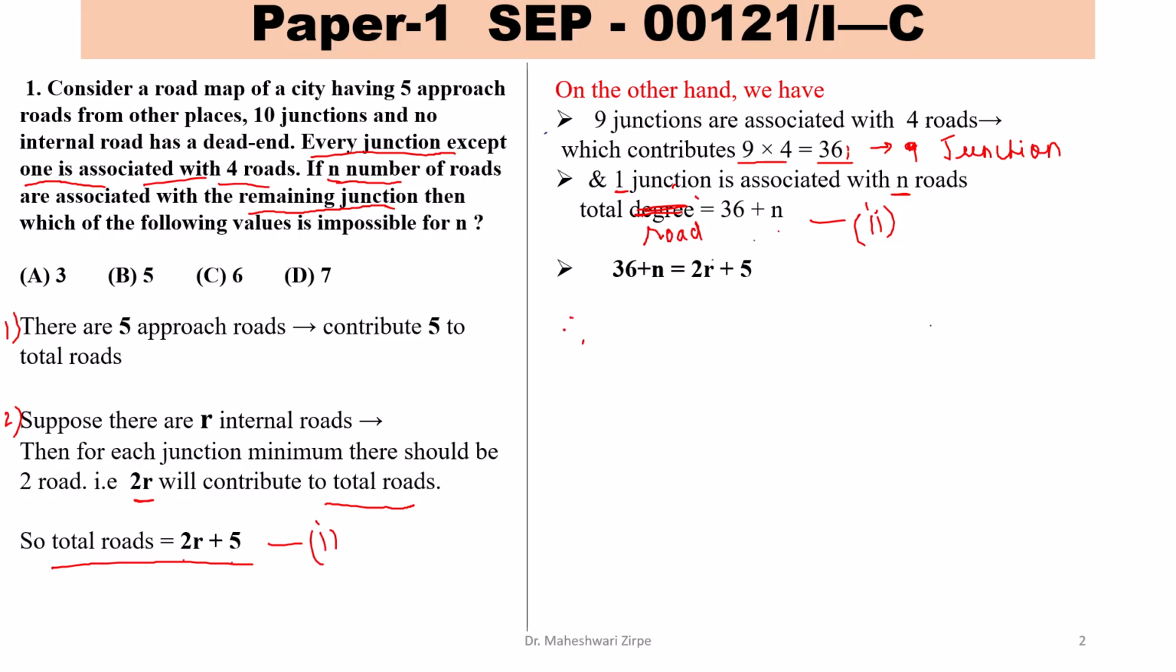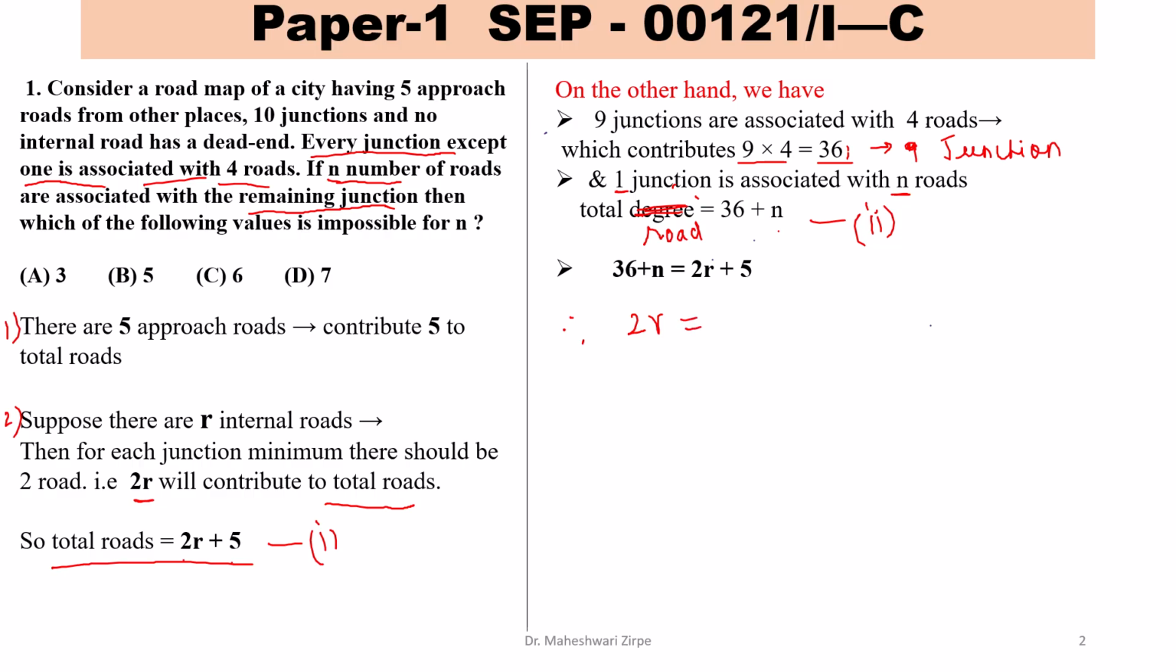36 plus n should be equal to 2r plus 5. So if we solve this, we are going to get a relation, because they have asked us to find out which value is impossible for n. So here, let us do it this way.